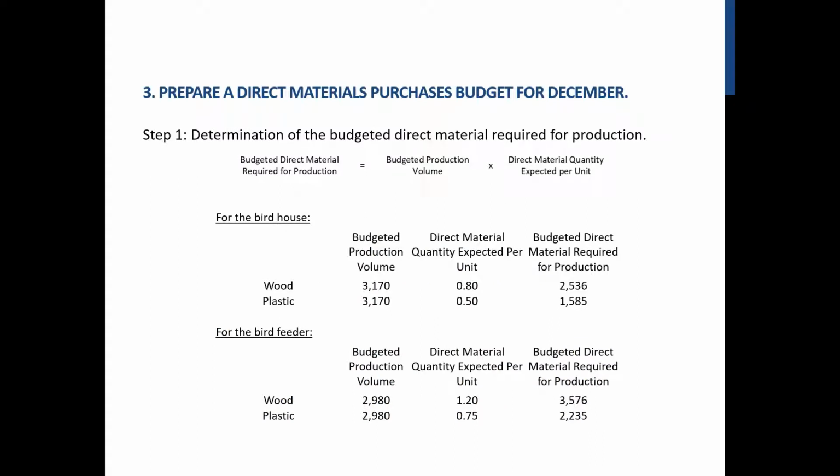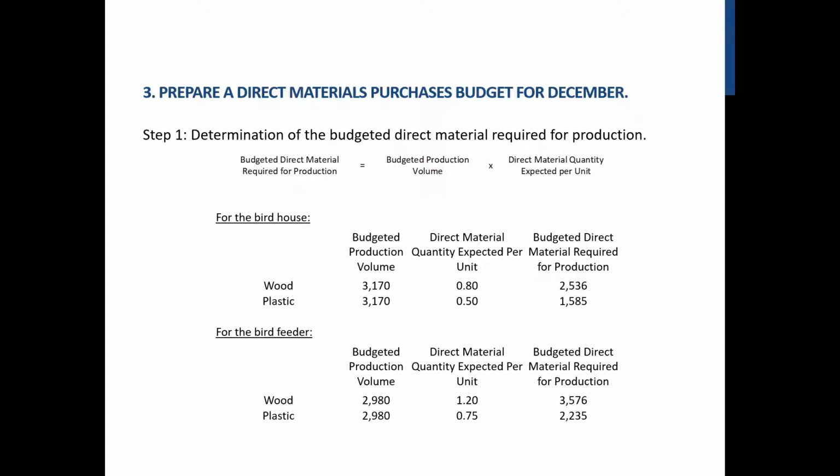Number 3. Prepare a direct materials purchases budget for December. So we all know that there are 3 steps in determining the direct materials purchases budget. So in step 1, determination of the budgeted direct material required for production, the formula shall be as follows. Budgeted production volume times direct material quantity expected per unit. So for the bird house and for the bird feeder, the budgeted production volume is taken from number 2, which is 3,170 for the bird house and 2,980 for the bird feeder.